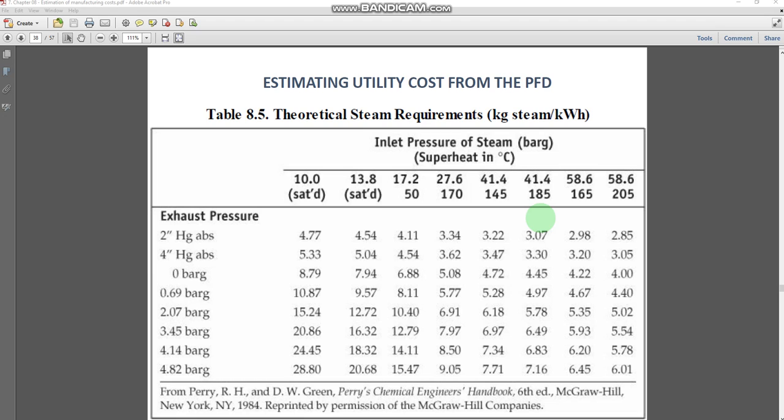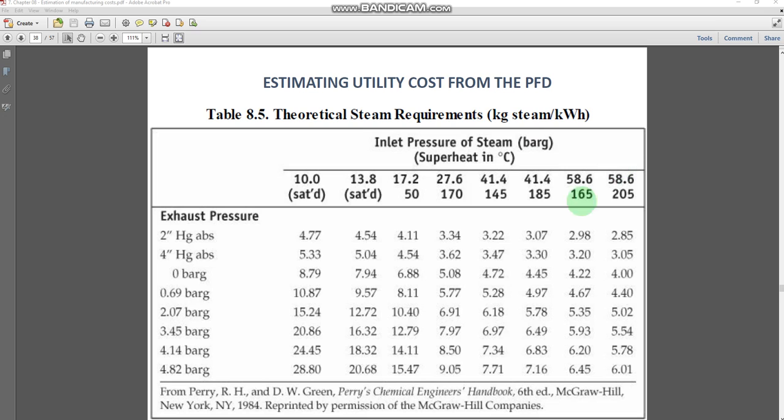Now here you would see one of the tables, which gives you the theoretical steam requirements, and if you are using some kind of turbine, what could be the power that you can actually generate from that turbine. Here you can see that on the top line you have the information on the pressure, here you have the information on the temperature, and on the left hand side you have the exhaust pressure.